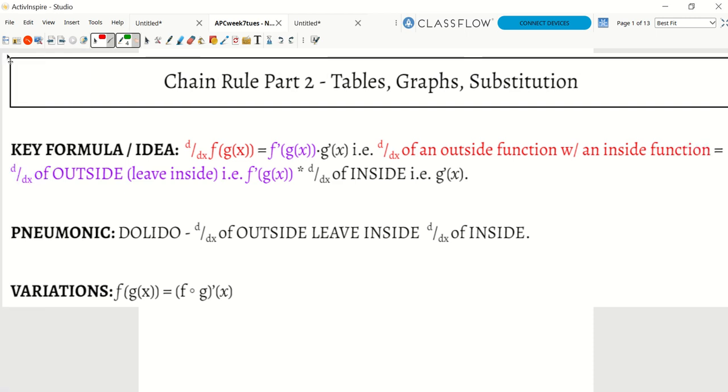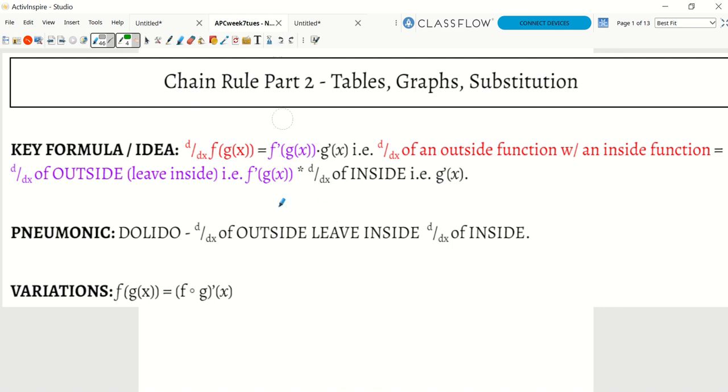All right, folks, so here's a recap on today's lesson. If you have an outside function with an inside function, what we learned yesterday is that the derivative of that outside function with an inside function is going to equal the derivative of the outside times the derivative of the inside, okay? And that is basically what this says here. This is function notation of an outside function with an inside function. And this means derivative of outside, and this means derivative of inside, okay?